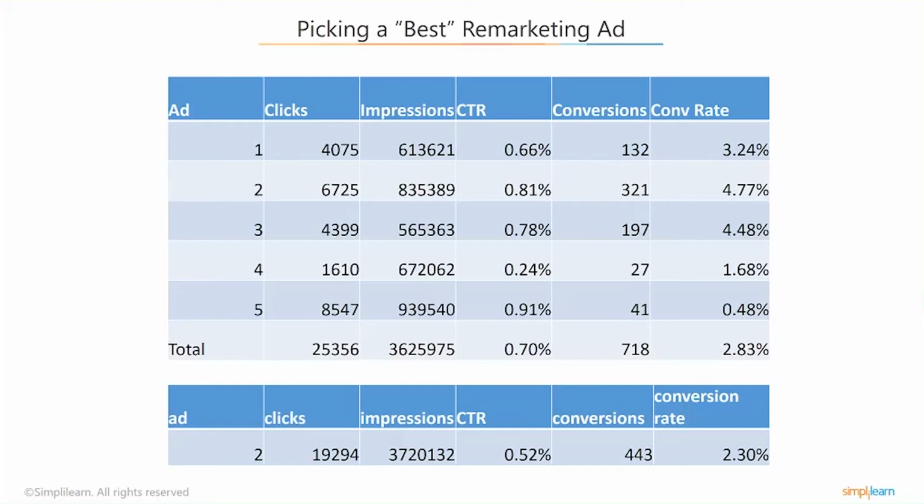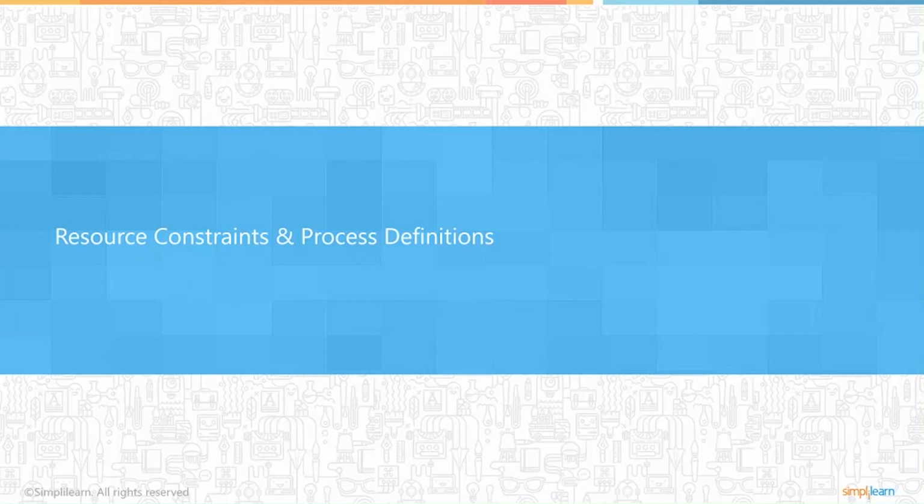So let's move on to resource constraints. This is one where best practice may overwhelm resources. It's not that you don't know the best practice, it's that you don't want to implement it because it would overwhelm your capacity.